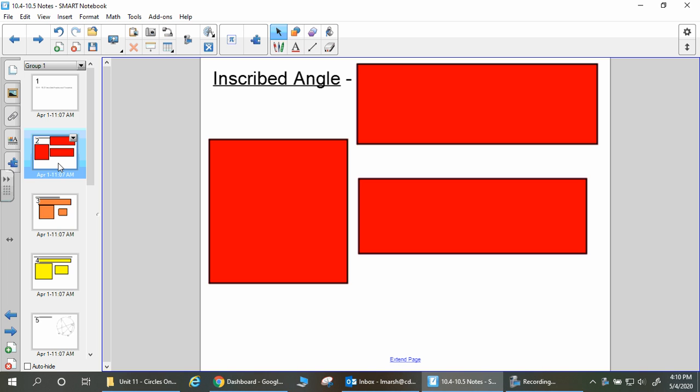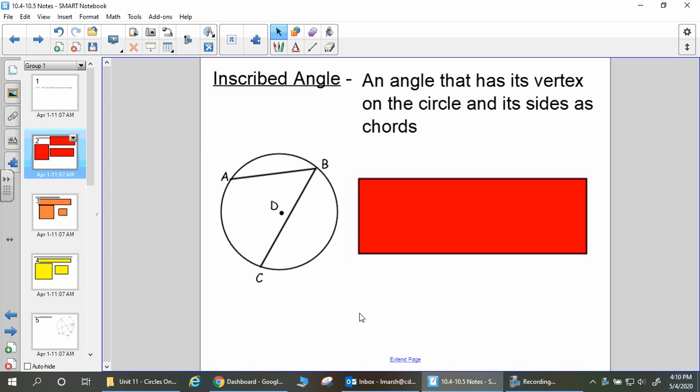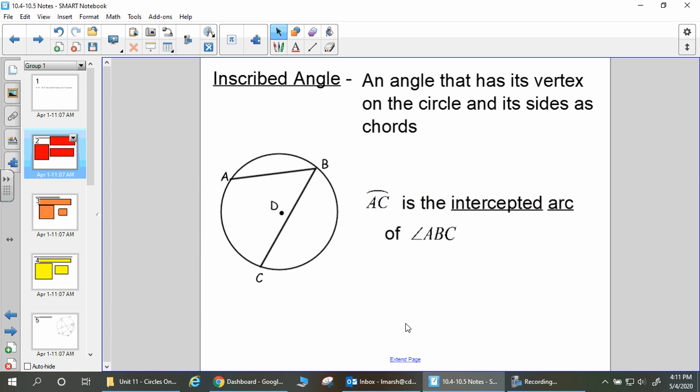So let's start with a definition. An inscribed angle is an angle that has its vertex on the circle and its sides as chords. So it's going to look something like this. In the previous lesson, we looked at central angles where the vertex was on the center point and we used a radius to make the angle. Now that we're pulling that vertex back to the circle itself, what we're looking at are chords, right? Those endpoints are on the circle.